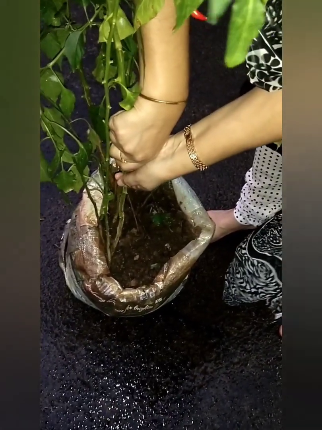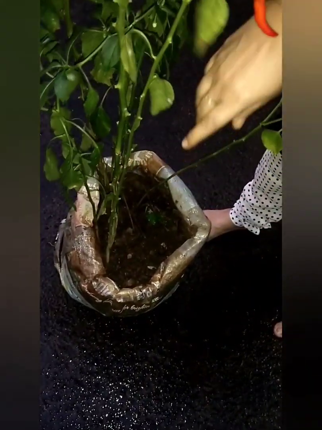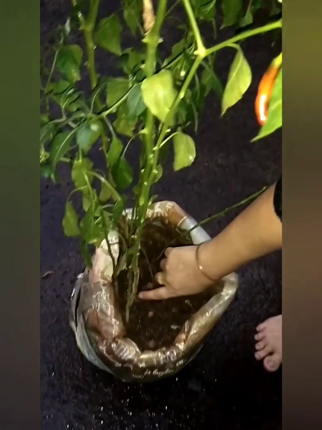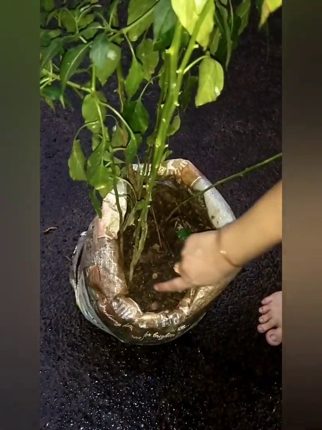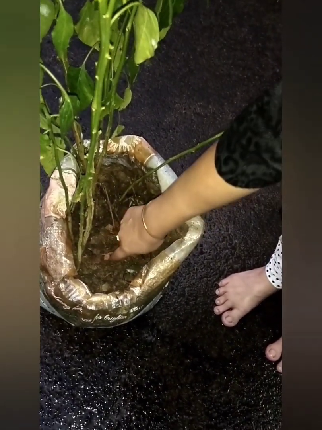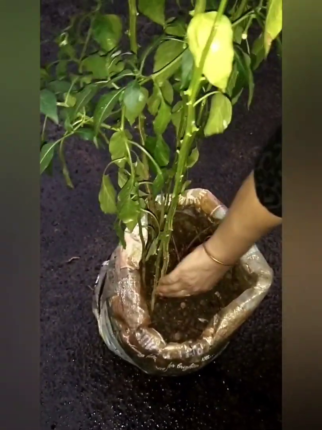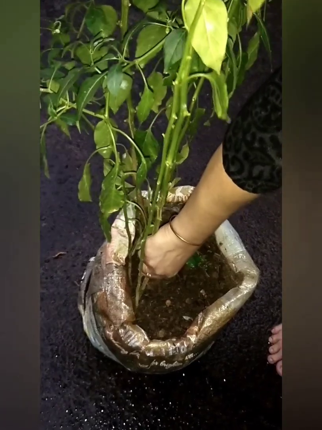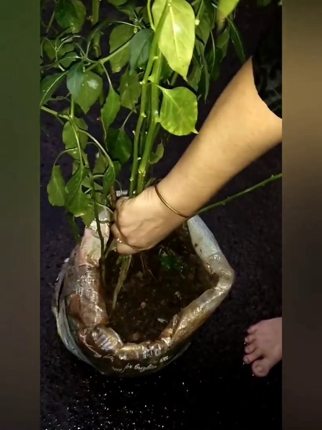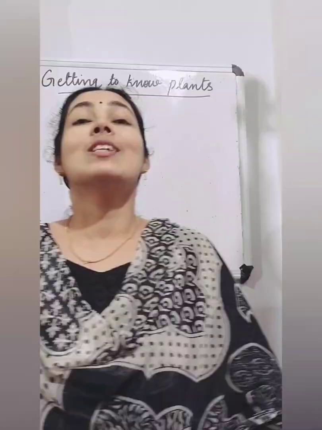Okay, students, now we can do another activity, and now I am going to pull this plant from the soil, and I am trying to pull it out, but it is very difficult to pull it out from the soil. So which part of this plant is under the soil? Root is under the soil. So the root is holding this plant tightly and firmly in the soil. So it is very difficult to pull this plant out from the soil. So we understand that roots are holding the plant firmly in the soil.